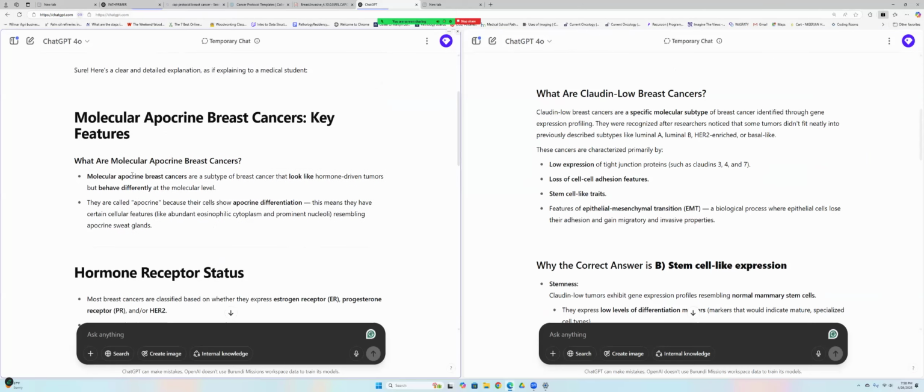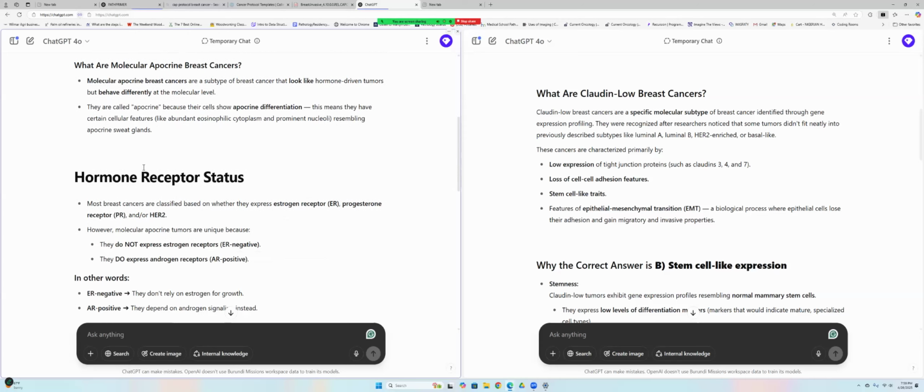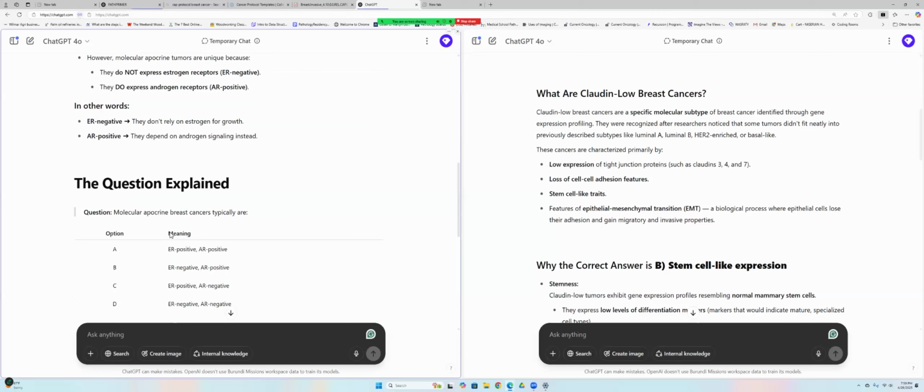What are molecular apocrine breast cancers? Molecular apocrine breast cancer is a subtype of breast cancer that looks like hormone-driven tumors but behaves differently at the molecular level. They are called apocrine because they show apocrine differentiation. This means they have features like abundant eosinophilic cytoplasm and prominent nucleoli resembling apocrine sweat glands. Most breast cancers are classified based on whether they express estrogen receptor, progesterone receptor, or HER2. However, molecular apocrine tumors are unique because they do not express estrogen receptors. They actually express androgen receptors. In other words, they are ER negative, AR positive.